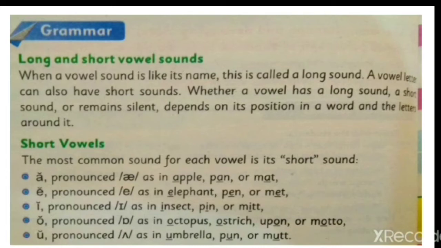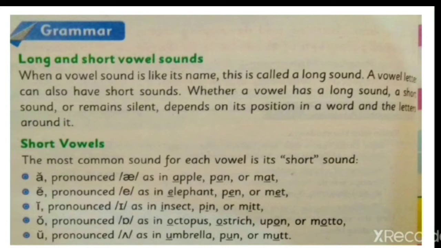Now short vowel sounds. As you can see, if we consider the letter A and the sound it produces in these words, like apple, pan, mat, this letter A produces a sound that is not the same as its name. So that's what we have as the short vowel sound.